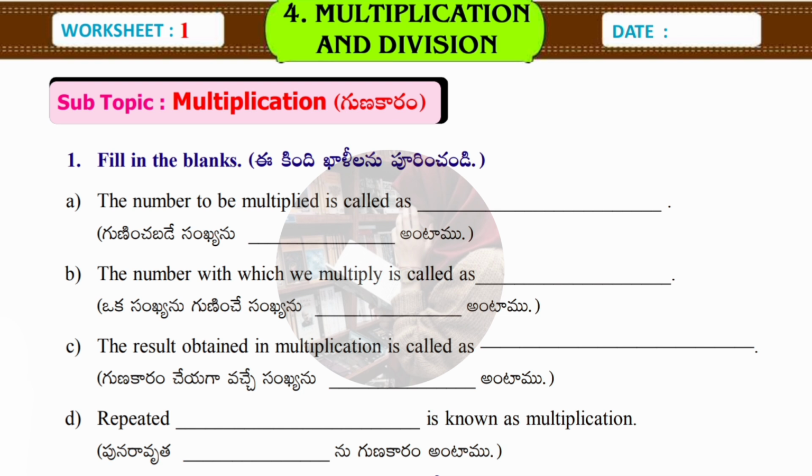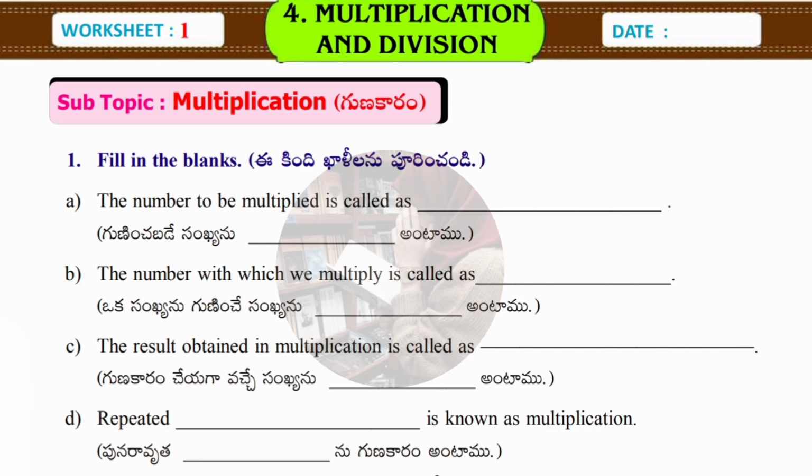So let's start this, guys. As I said, our chapter name is multiplication and division. We all know multiplication and division. Let's see. Here in worksheet number 1, the subtopic is multiplication. Fill in the blanks is given in the first Roman. Let's see each and write down the correct answer.